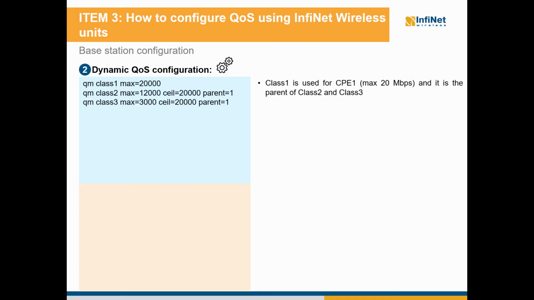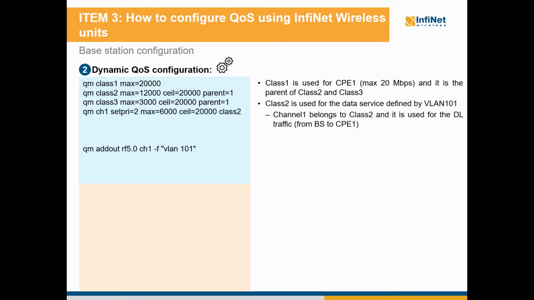So, class 1 is used for CPE1. It has a maximum capacity of 20 megabits per second and it is the parent of class 2 and class 3. Class 2 is used for the traffic of PC1, which is tagged with VLAN 101. Channel 1 belongs to class 2 and it is used for the downlink traffic of PC1 from base station to CPE1.